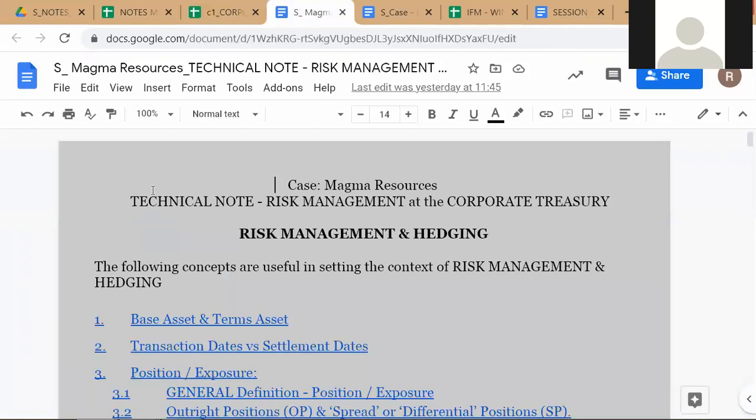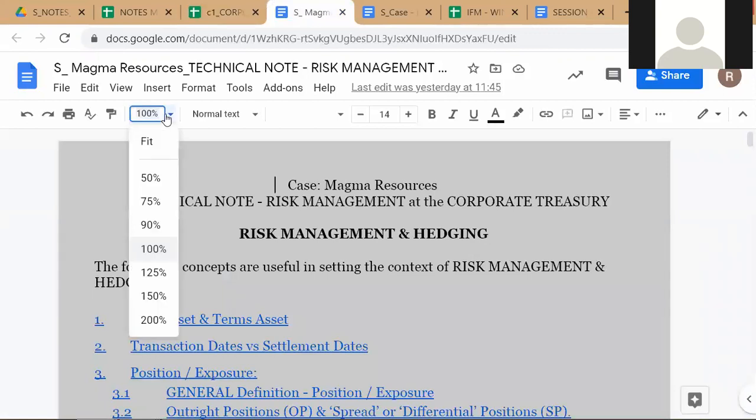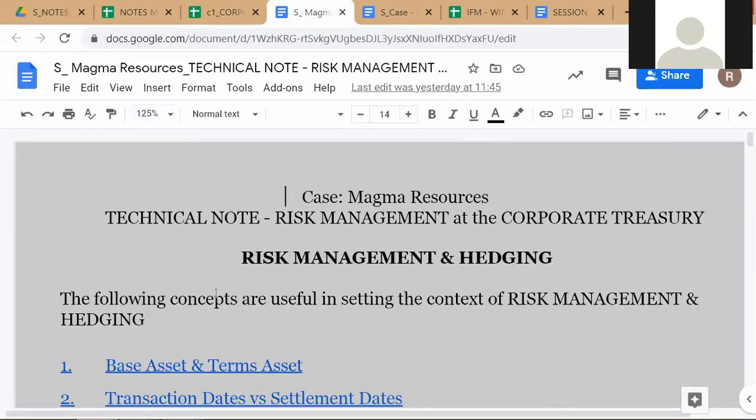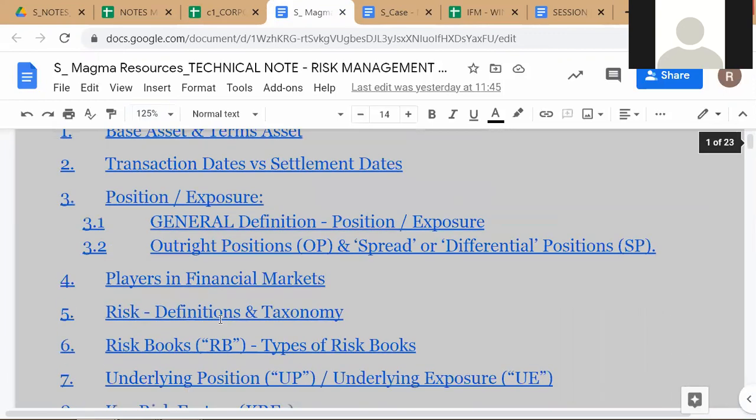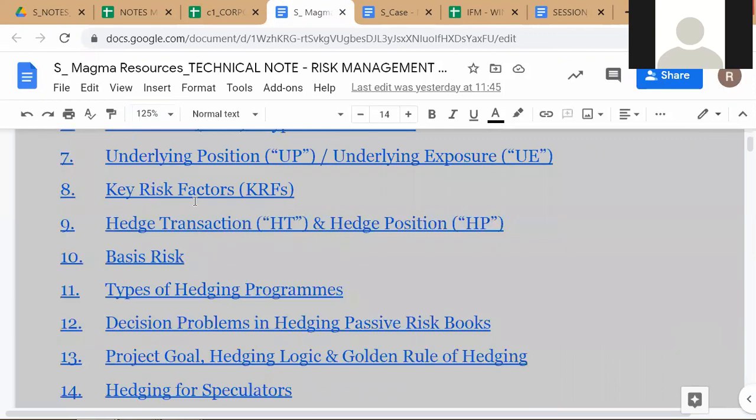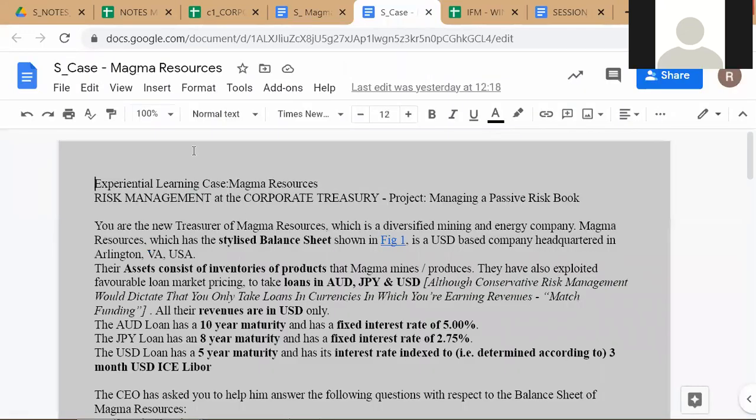We were here. Okay, we are now looking at the technical note. We are also looking at the case. We have gone up to key risk factors, hedge transaction, hedge position. And now we are trying to look at the case.